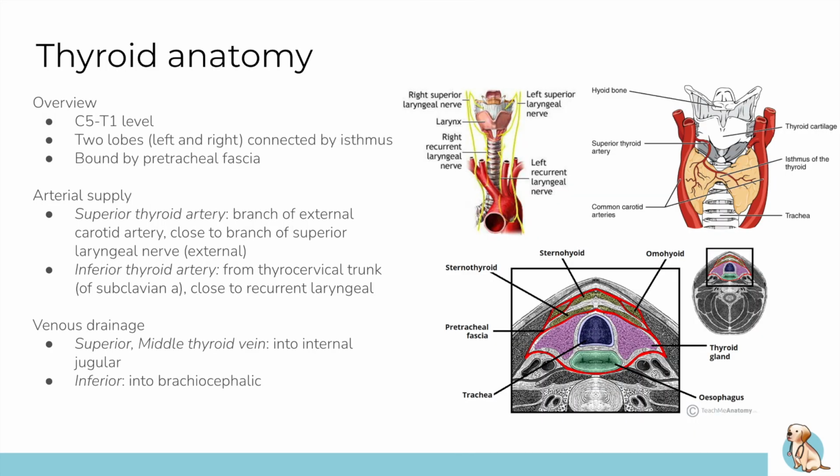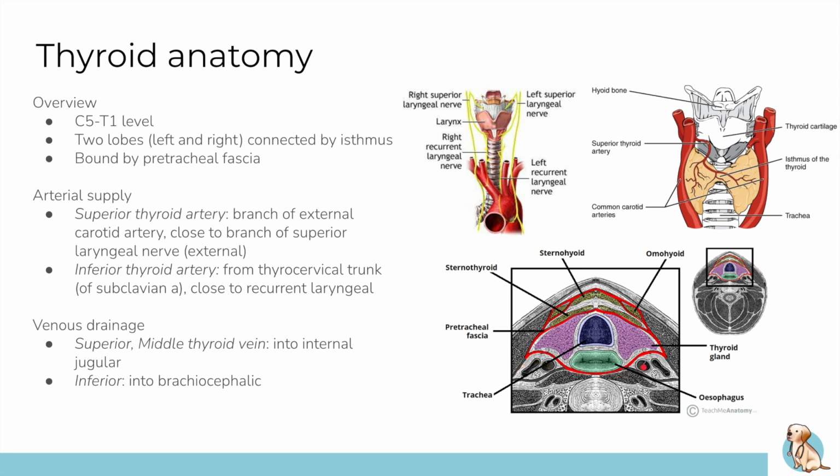So firstly, let's talk about thyroid anatomy. The thyroid is located at the C5 to T1 levels normally. There are two lobes, the left and the right lobe, and they're connected in the middle by what's called the isthmus. And this gives it a butterfly-like shape. The other thing important to note is that it's bound by what we call pretracheal fascia.